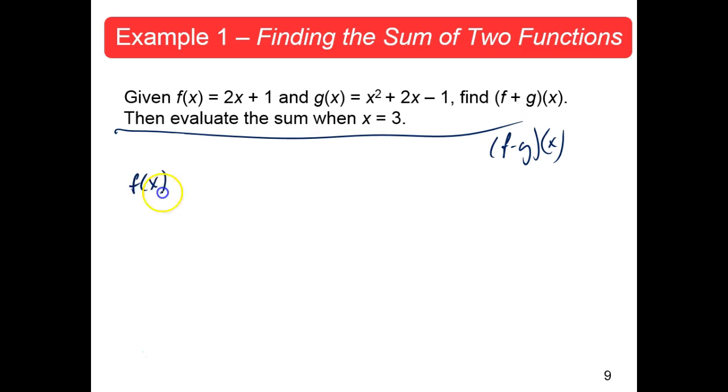f of x minus g of x. And again, domains are no issue. All real numbers everywhere, no sweat. So what do we do here? Plug them in, plug them in. Again, I'm going to put parentheses here: (2x + 1) minus (x squared + 2x - 1).